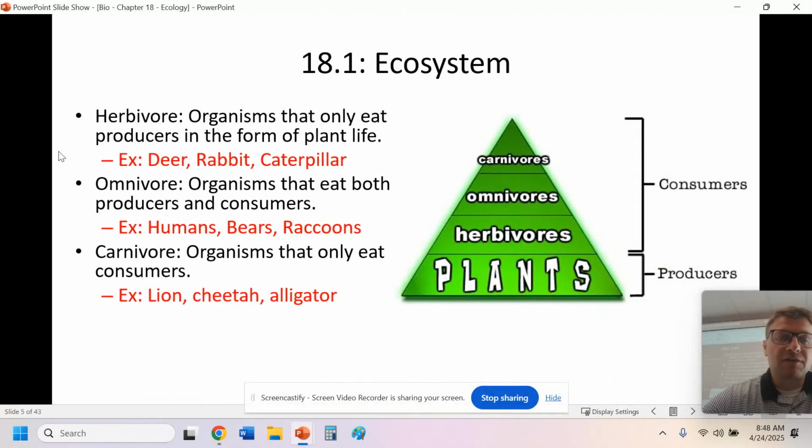The three different types of consumers are herbivores, omnivores, and carnivores. Obviously, herbivores eat plant life, omnivores eat both plants and animals, and carnivores only eat consumers.